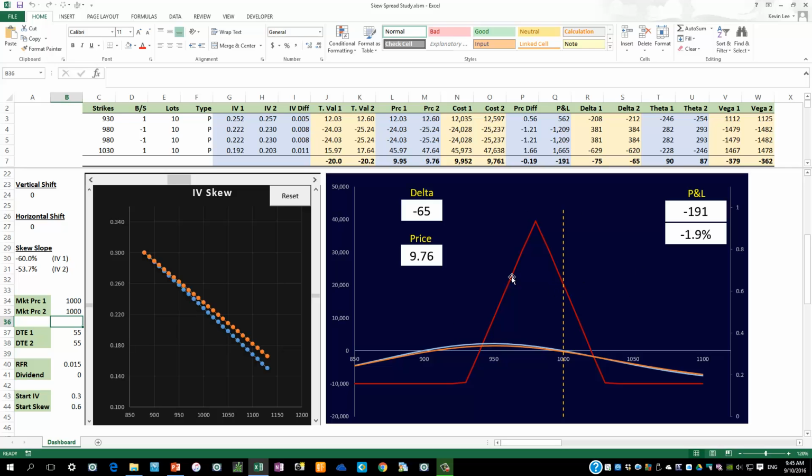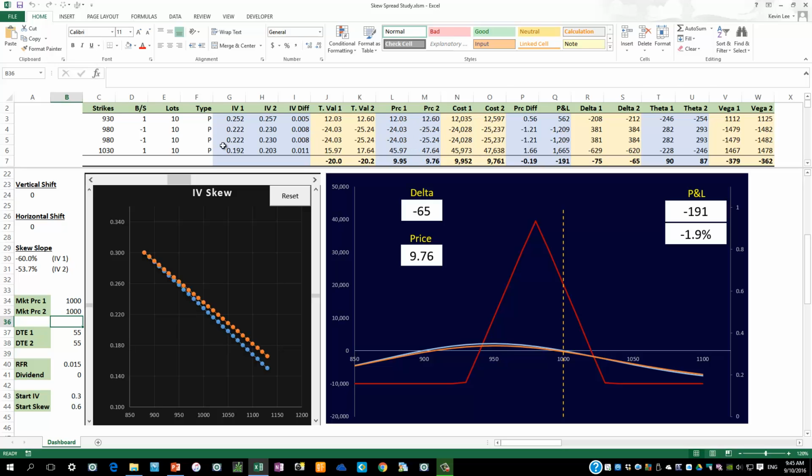As I click on this, what you see here is that the table on top captures the position that is shown here. This one is a butterfly, 50-point butterfly with a short strike of 980, and then 10 lots. Here I've got the IV that is picked up here. The blue line is the first line, and the orange is the second line. So everything that you see here with a 1 corresponds to the blue line, and anything with 2 corresponds to the orange line.